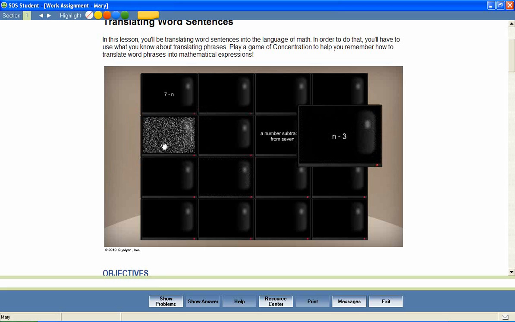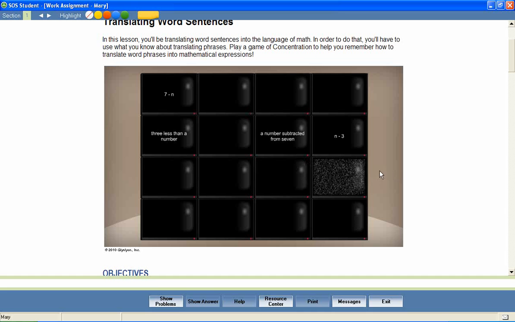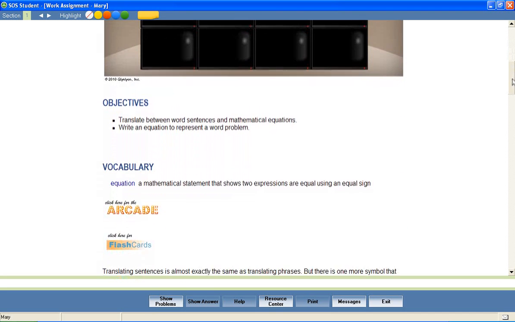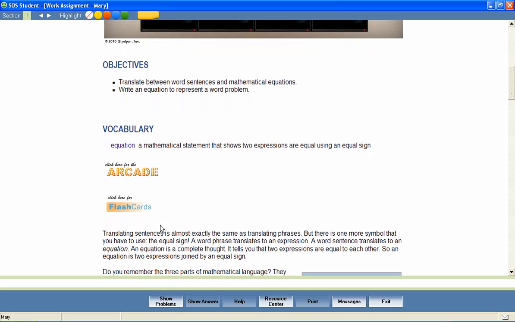At the beginning of most lessons, your students will also encounter a list of vocabulary words that will be used throughout the lesson. We've included several activities to encourage mastery of these important words. For example, students can hear the correct pronunciation of each word.